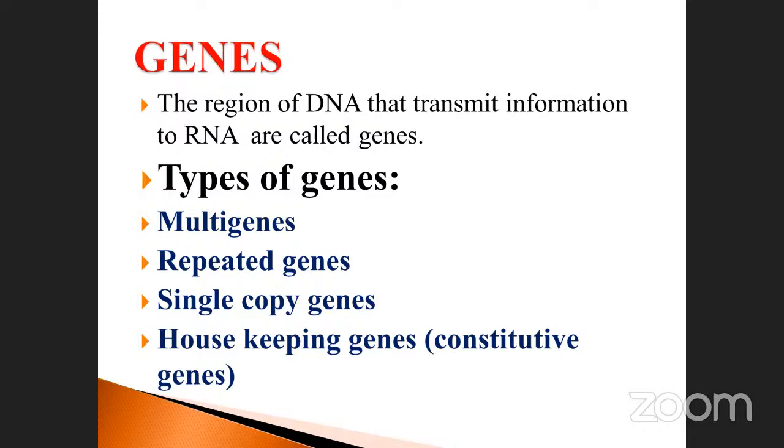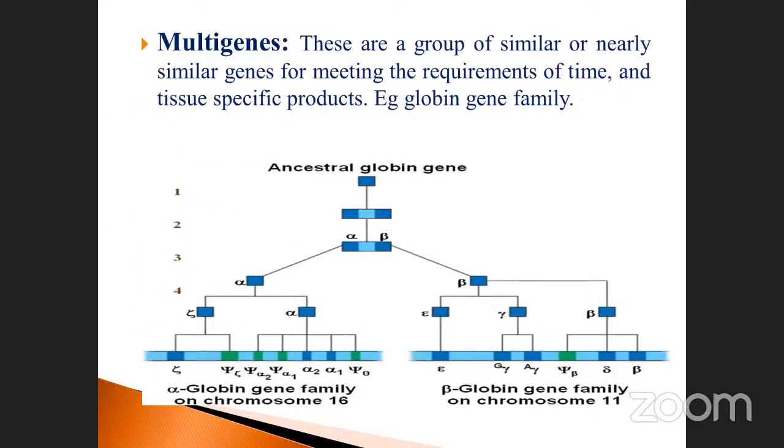See the multi-genes. These are a group of similar or nearly similar genes for meeting the requirement of the time and the tissue-specific product. Example: the globin gene family. The globin gene family is an example of multi-genes. This is the ancestral globin gene, the small blue color. This is the first category.